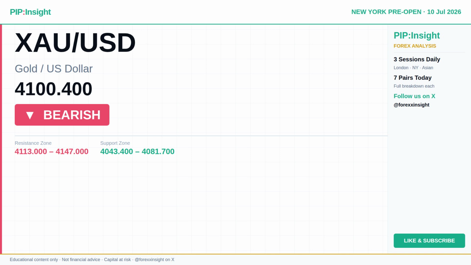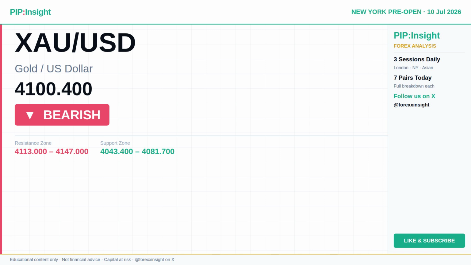On the indicator side, the EMA 20 and EMA 50 on the 4-hour chart have converged right around $4,115, acting as dynamic resistance just above current price. RSI is sitting at 43, bearish territory, but not yet oversold, meaning there's still room for downside momentum to extend.